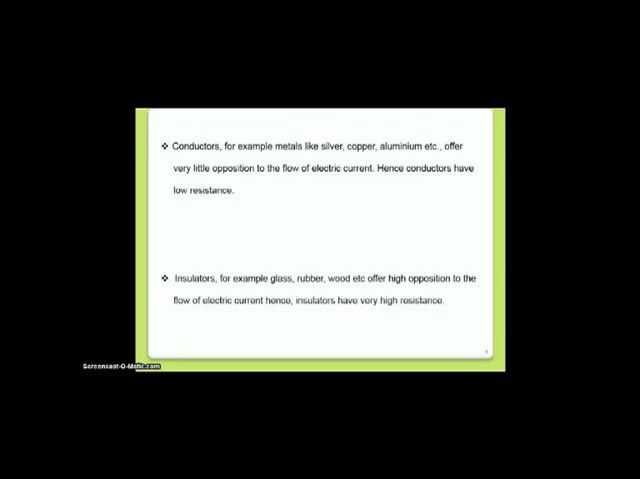Based on the value of resistance, materials can be broadly classified into two types, that is, conductors and insulators. Conductors are those materials which offer very little opposition to the flow of electric current. Commonly all the metals like silver, copper, aluminum, etc., have very low resistance to the flow of current. Insulators, on the other hand, have very high resistance to the flow of current. Examples: glass, rubber, wood, etc.